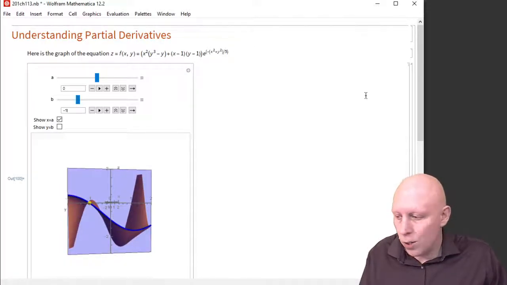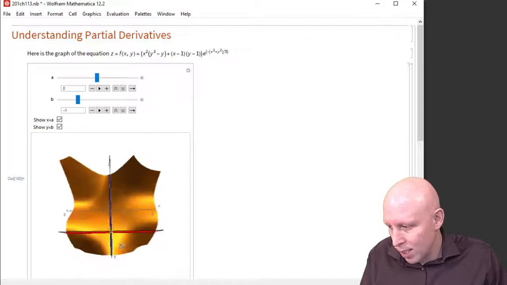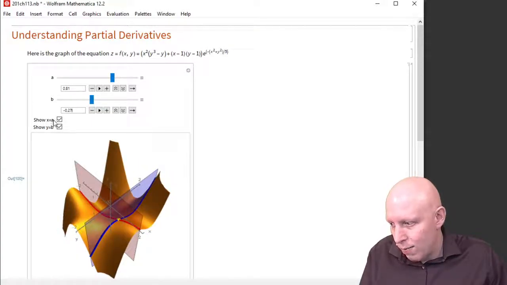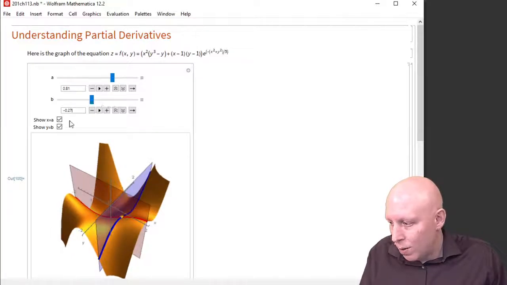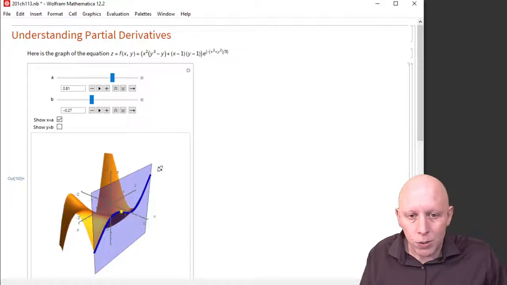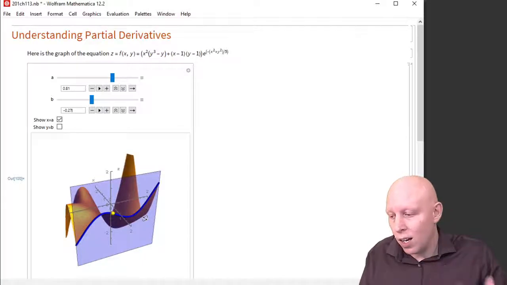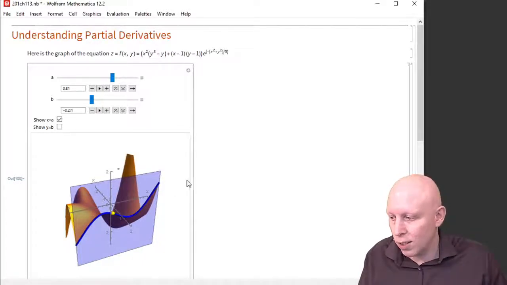All right, so I hope you'll play around with this on your own and see what happens. We can see the different slices, the different ways of fixing x equal to a or y equal to b. And when you just look in one direction, you can really see this partial derivative as the rate of change of one function where the other variables are kept constant.